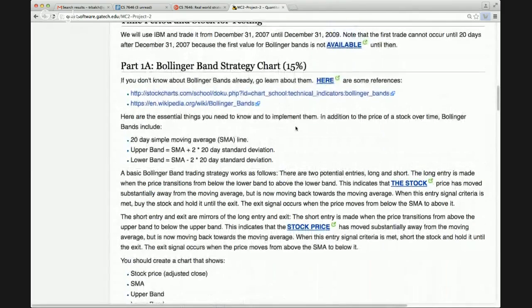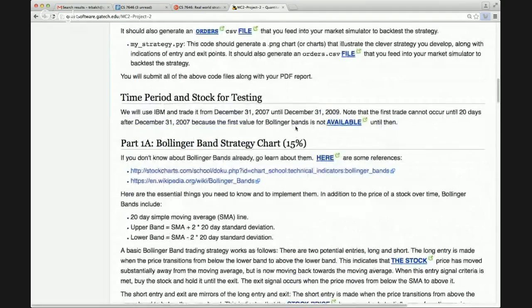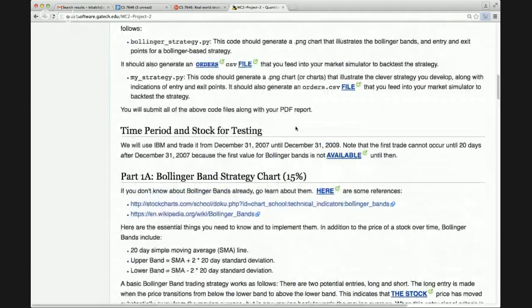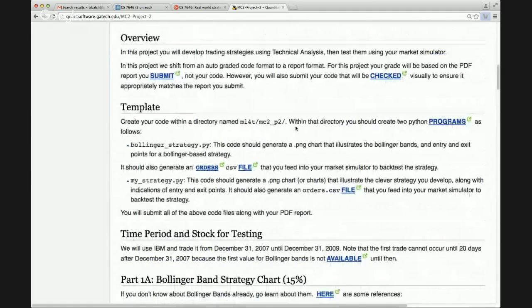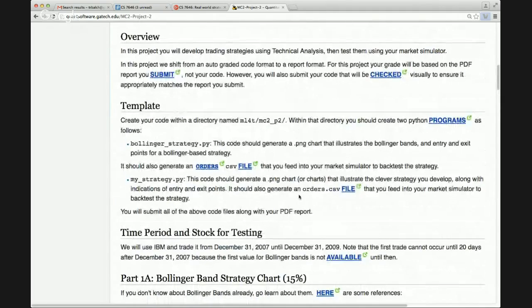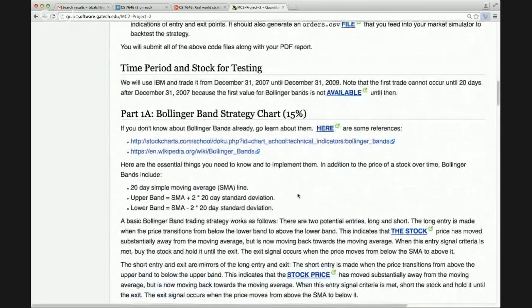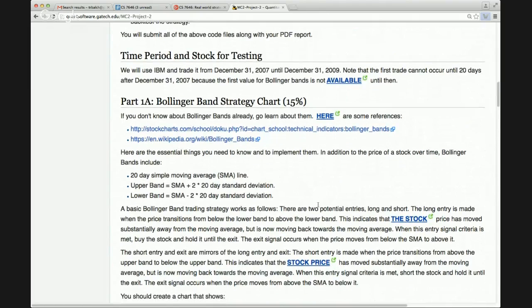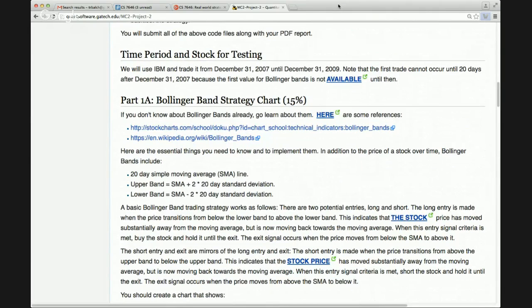Okay, so you should use the IBM data that's available to you in the data we've provided, and then you follow this strategy as it's described here. The first deliverable is to create this chart that I just showed you. That chart should show the price, the simple moving average, the upper Bollinger Band, the lower Bollinger Band, and then vertical lines indicating entries and exits.